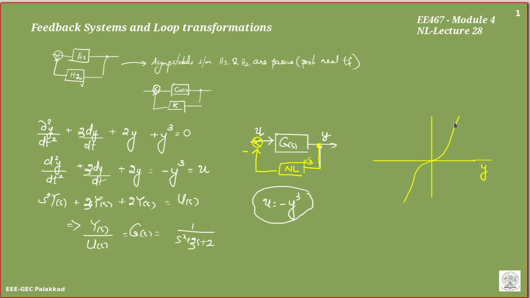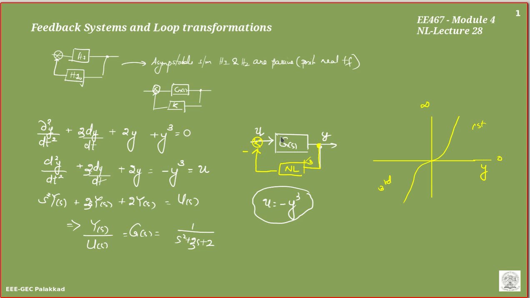If you look at this part, we can see that this function is in the first quadrant and in the third quadrant, which shows that this is a passive system lying in the sector 0 to infinity. This is a passive system which lies within the sector 0 to infinity, showing that this nonlinearity that we have acquired to u is a passive system.